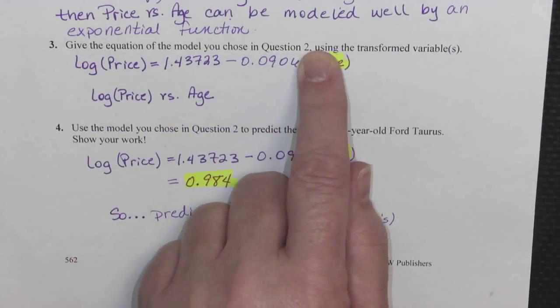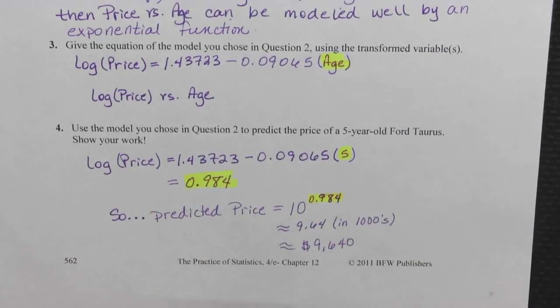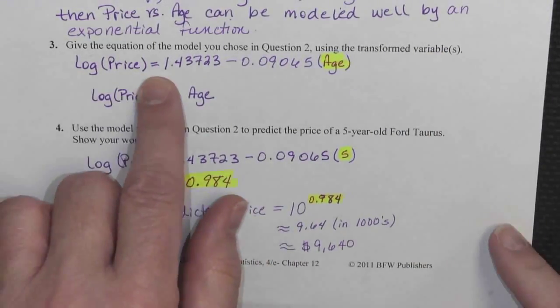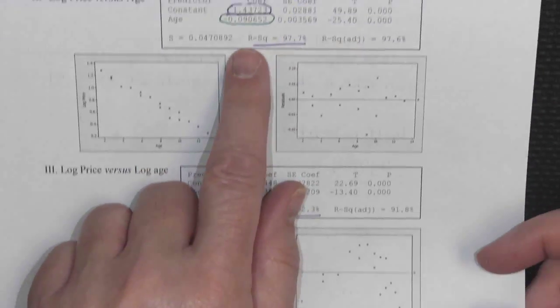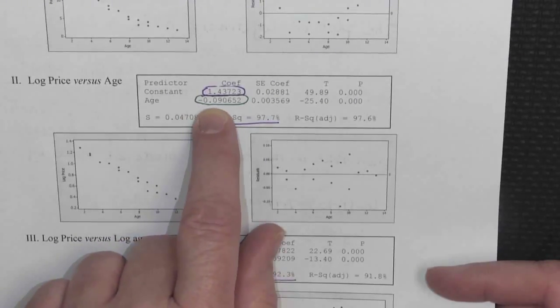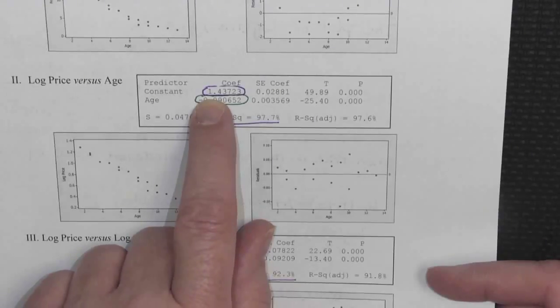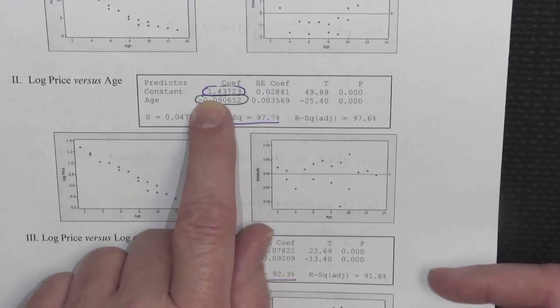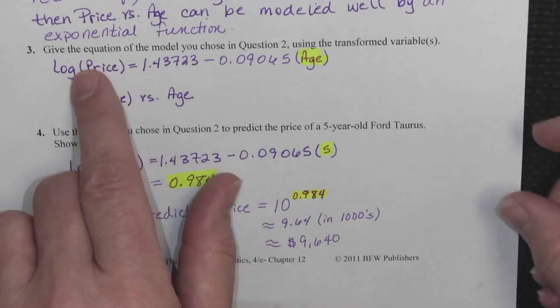Okay, now here's where we find, so it says give the equation of the model you chose in question 2 using the transformation variable. So we chose the second one, and so we're going to make a linear model out of that with the information on the printout. So there is your slope, negative 0.090652, and there's your constant. That's where it's crossing the y-axis, right? 1.43723. So we plug that in right here to our equation.